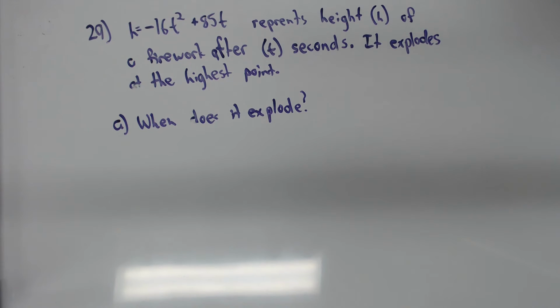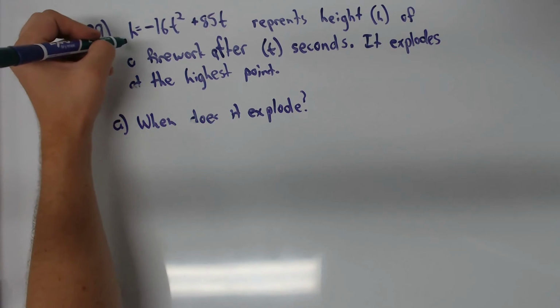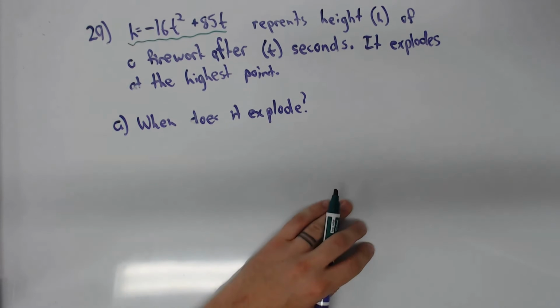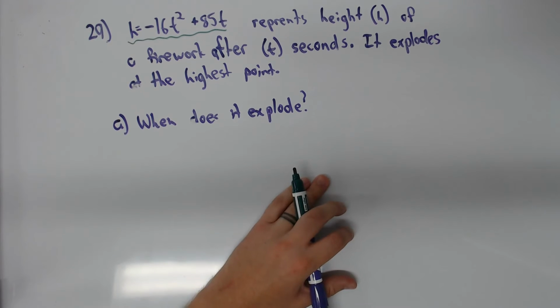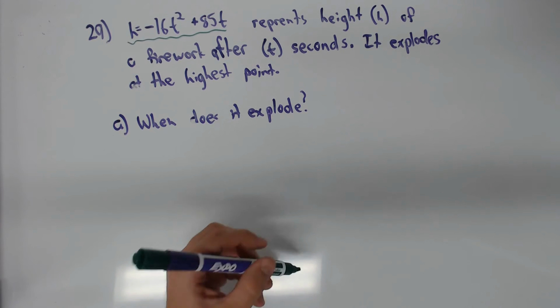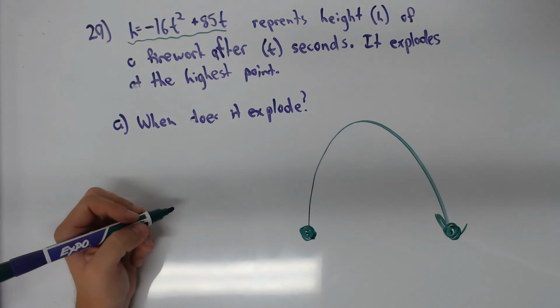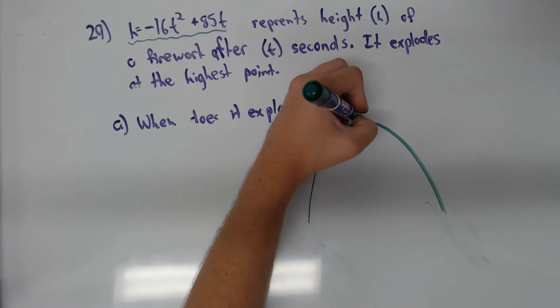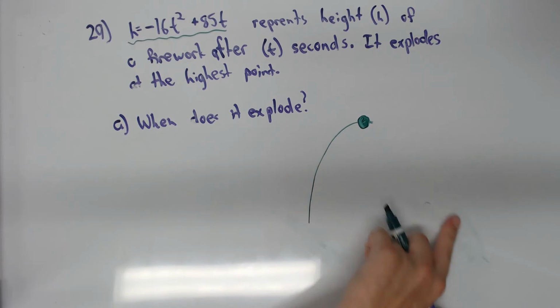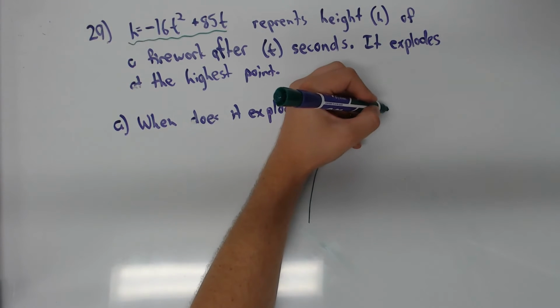Number 29 gives us a formula for a firework. It's supposed to explode at its highest point. So the equation up here, h is height, t is time. Okay, so what we have to ask ourselves is what formula is most appropriate here. The quadratic formula, if we're looking at a projectile, gets us the launch point and the landing point, but that's not what we want. We want its highest point when it explodes. So the firework never actually comes back down this way. So this is going to be the vertex.